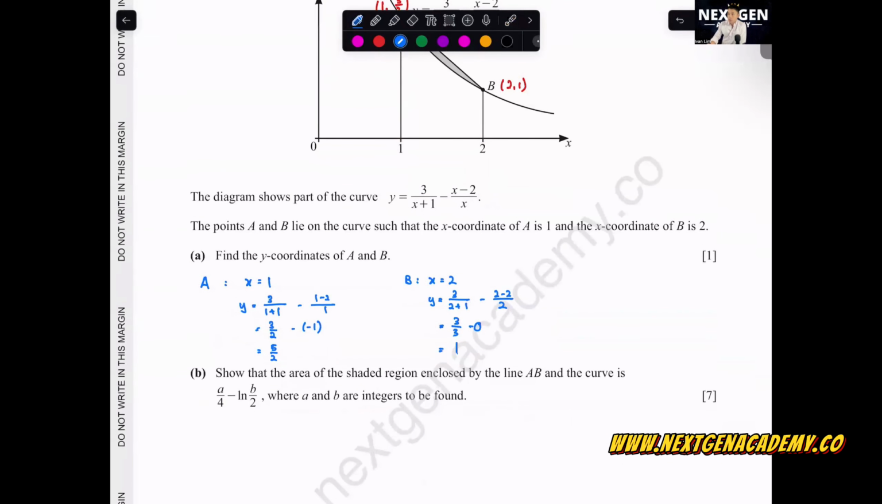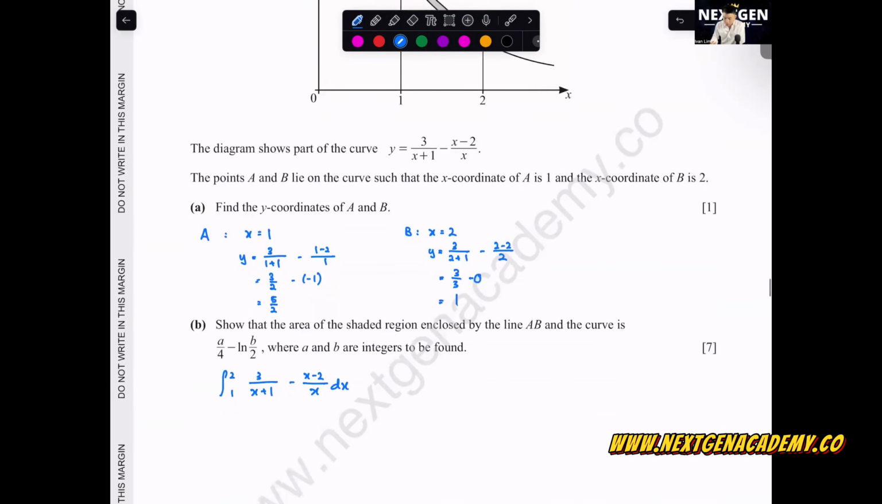Okay, let's see. We integrate first. Let's do the integration, 1 to 2, 3 over x plus 1, minus x minus 2 over x dx. For the x minus 2 over x part, we have to separate it, the entire thing. So integrate 1 to 2, 3 over x plus 1.